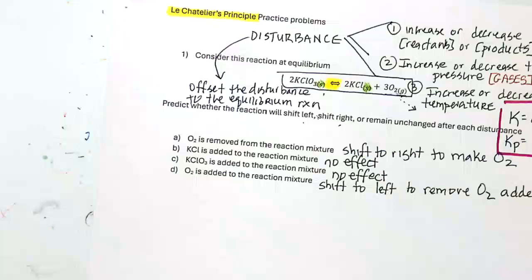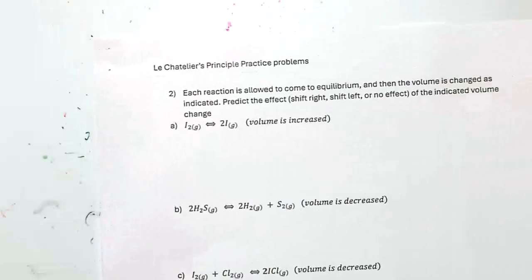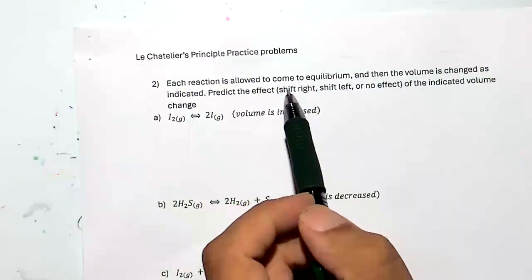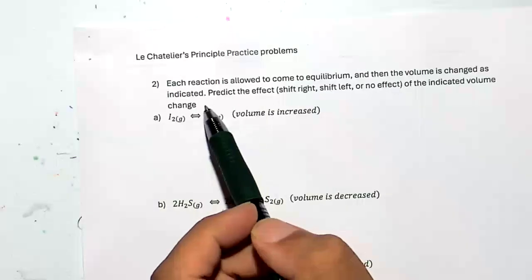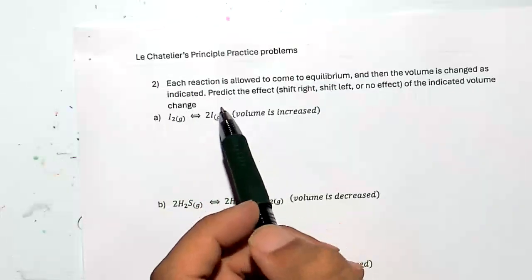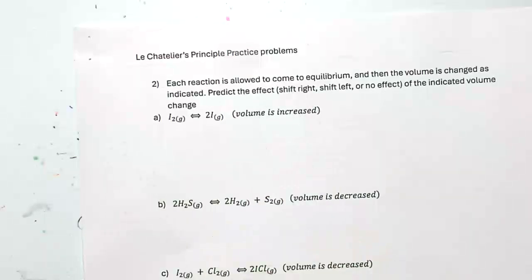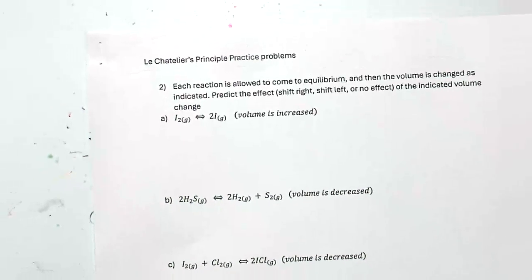All right, let's do problem number 2 here. Problem number 2 is a little bit more crazy. Each reaction is allowed to come to equilibrium, and then the volume is changed as indicated. Predict the effect: shift right, shift left, or no effect of the indicated volume change.